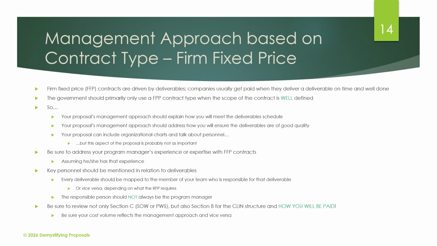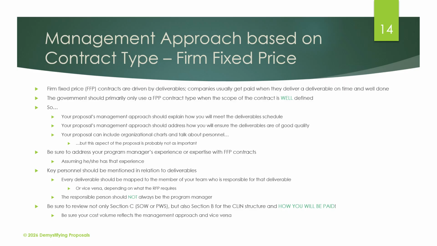So if the contract in section B says it's a firm fixed price contract, those, again, as we talked about in technical approach, are driven by deliverables. Again, companies usually get paid when they deliver the deliverable on time and well done. The government should primarily use FFP contracts when the scope of the contract is well defined. Again, this is the same information that we said at the technical approach section. So your proposal's management approach should explain how you will meet the deliverables schedule. Your proposal's management approach should address how you will ensure the deliverables are of good quality.